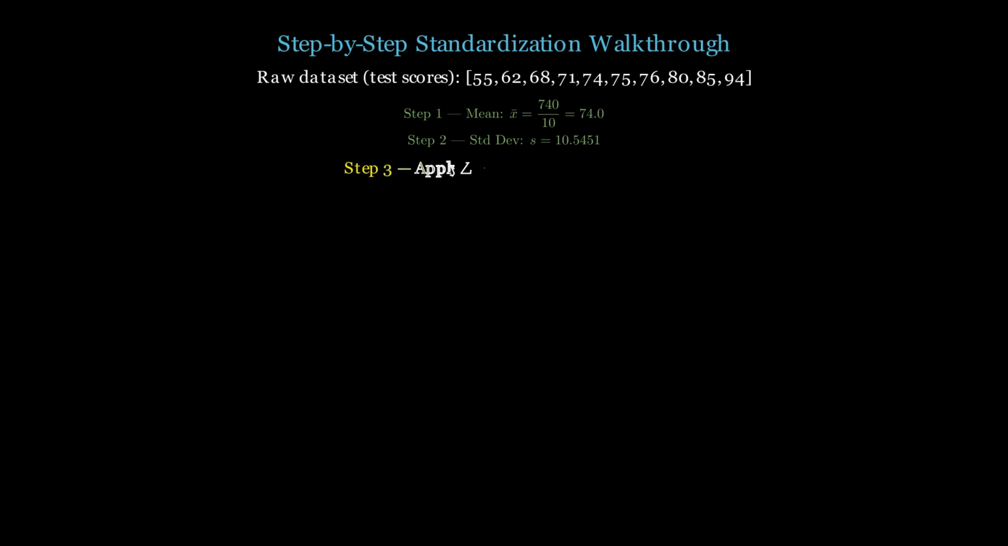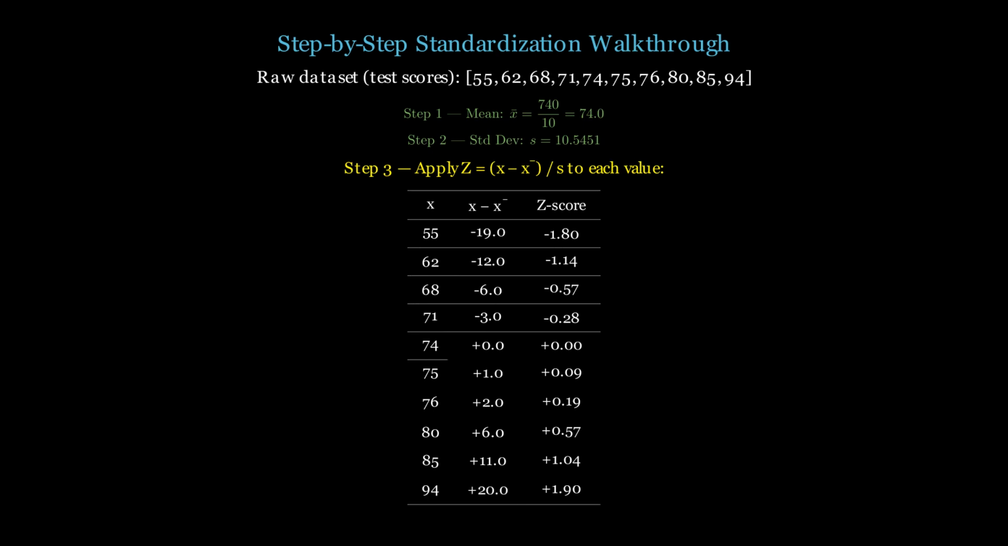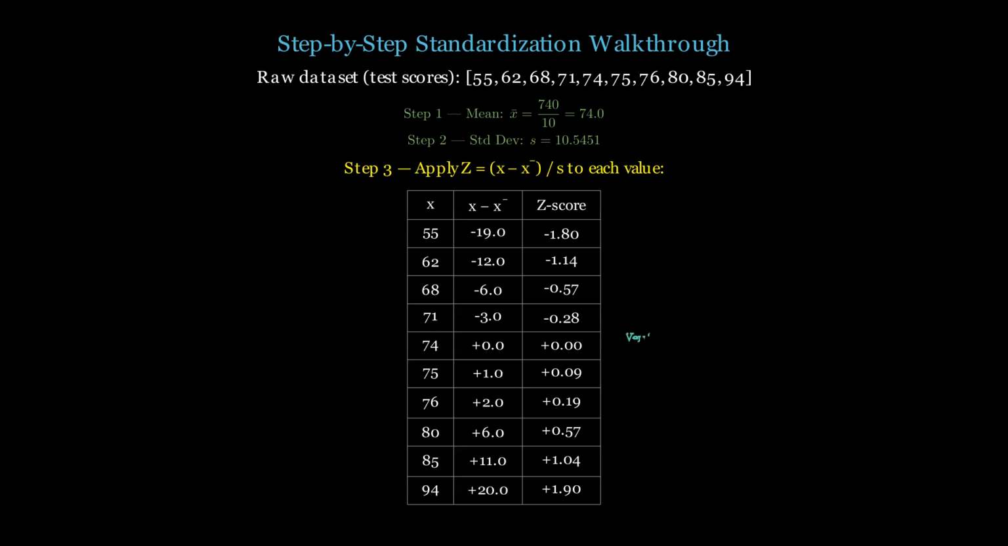Step 2. Compute the standard deviation, 10.5451. Step 3. For every single value, subtract the mean and divide by the standard deviation. Look at the table. A score of 55 becomes z equals negative 1.61. Well below average. A score of 75 becomes z equals approximately 0.07. Almost exactly at the mean. A score of 94 becomes z equals positive 1.84. Strongly above average.